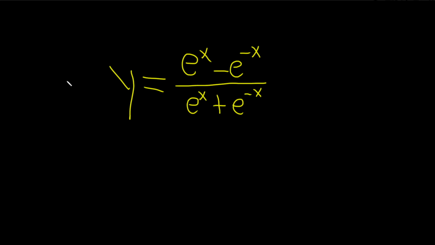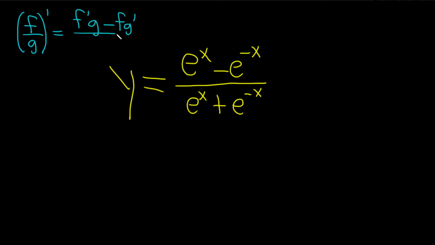So to do this we're going to use something called the quotient rule, which says if you have a function f and you divide it by a function g, you take the derivative. Think of f as your top function and g as your bottom function. So it's the derivative of the top times the bottom minus the top times the derivative of the bottom, and it's all divided by the bottom one squared. So this is called the quotient rule.